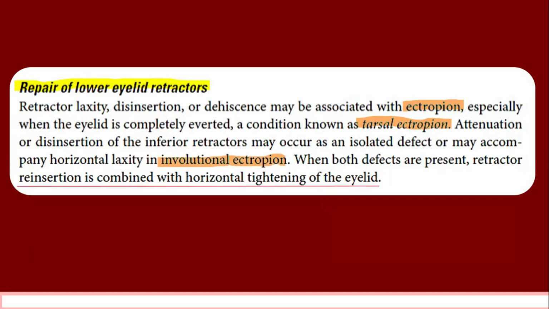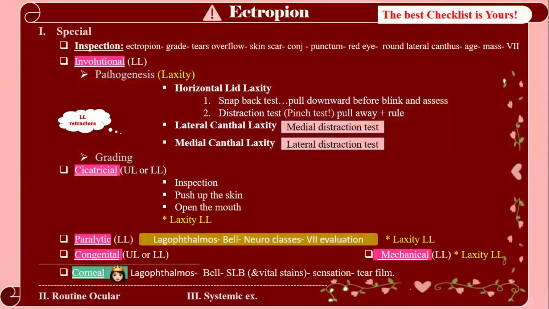And in the surgery, the surgeon should also address the reinsertion of the retractors plus horizontal tightening of the eyelid because there is laxity. So we can add assessment of lower lid retractors to the checklist. If you remember how we can assess lower lid retractors, by the way, we mentioned it in the ectropion checklist.